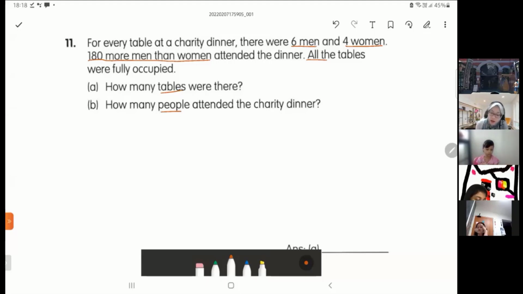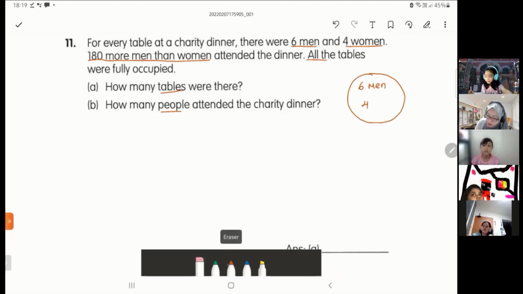Okay, so we know that when they say for every, it means for each table. Let's say I have one table. Usually a charity dinner will be a round table. Okay, one table, I will have 6 men, 4 women. This is for every one table. I do not know how many tables there are, and I do not know how many men total and how many women total. All I know is that one table got 6 men, got 4 women.